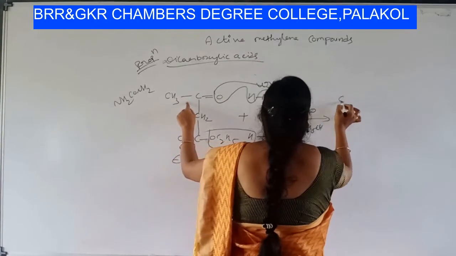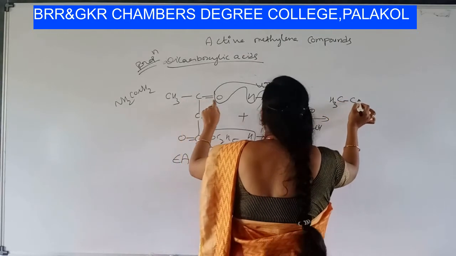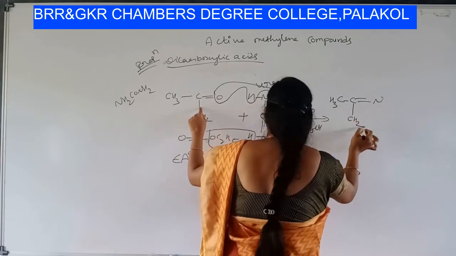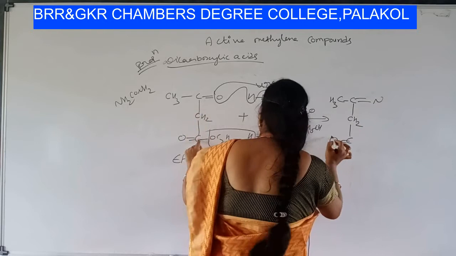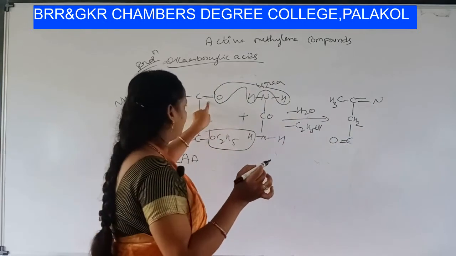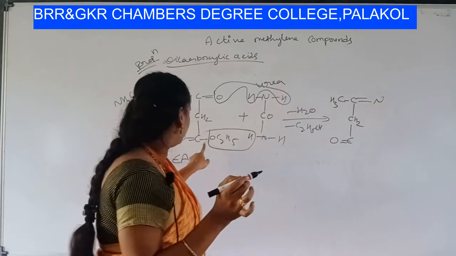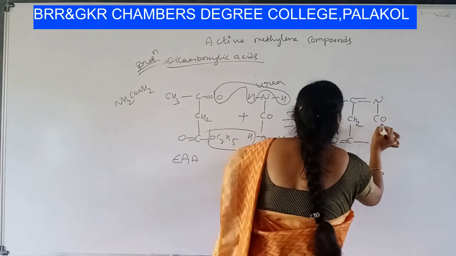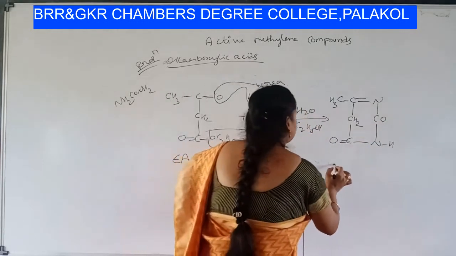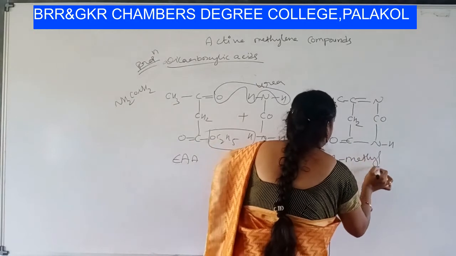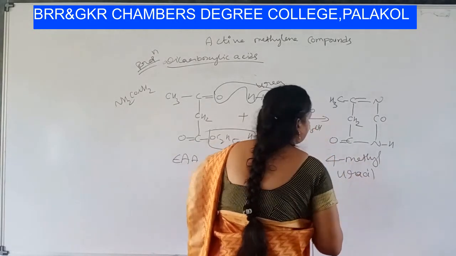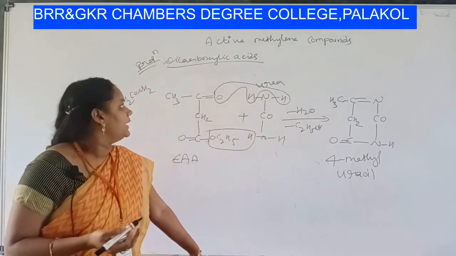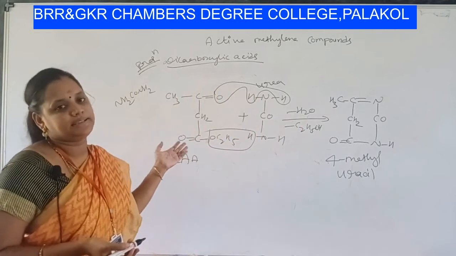What is the structure remaining, students? CH3C double bond, which is attached to N here. And here CH2 is the same, and here also C double bond O is the same, and here not a double bond. So I wrote double bond N, but here only a single bond. So I am writing single bond NH, and in between both of these CO is present. This is 4-methyl uracil, which is a heterocyclic compound. We can easily prepare it from ethyl acetoacetate.